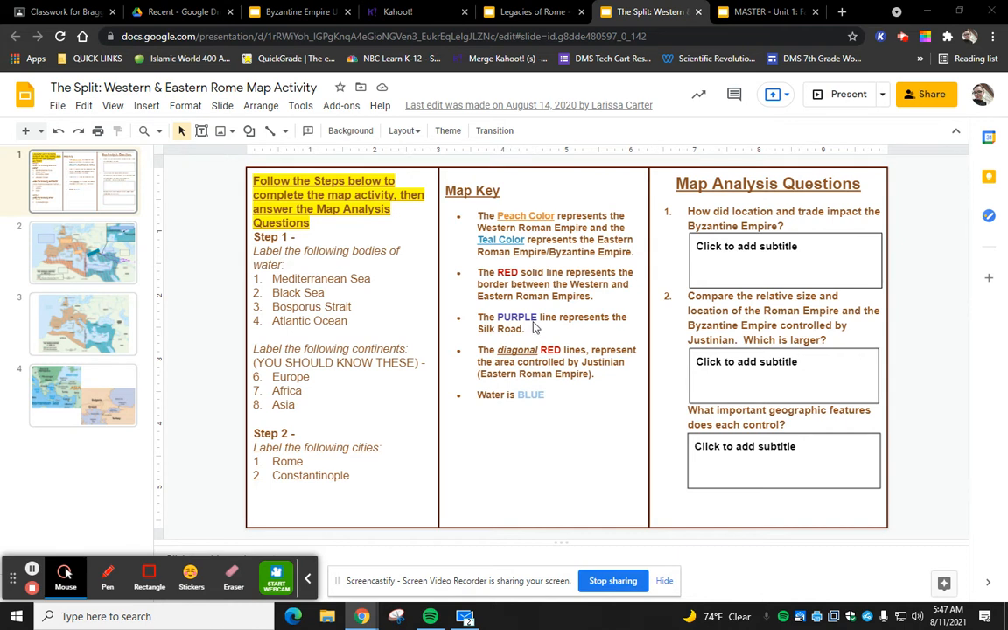The purple line represents the Silk Road. If you don't remember what the Silk Road is, that is the major set of trade routes going from Asia all the way over to Europe. Obviously, they traded silk, spices. That also was a center of cultural diffusion.